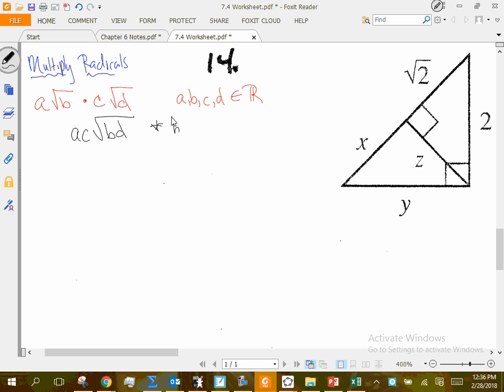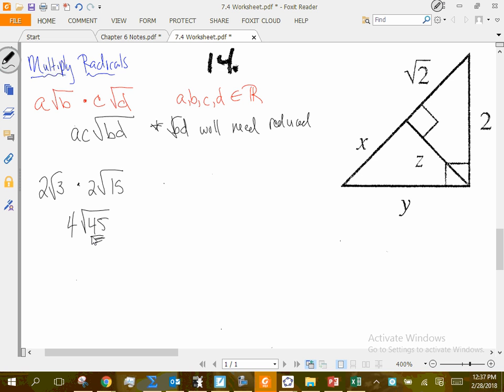Now chances are BD will need to be reduced. For instance, if I had 2 radical 3 times 2 radical 15. Take the numbers on the outside. 2 times 2 gives you 4, right? Numbers on the inside. 3 times 15 gives you 45.